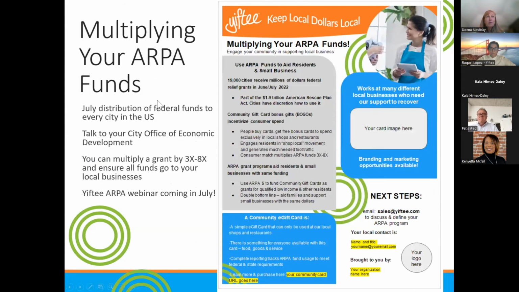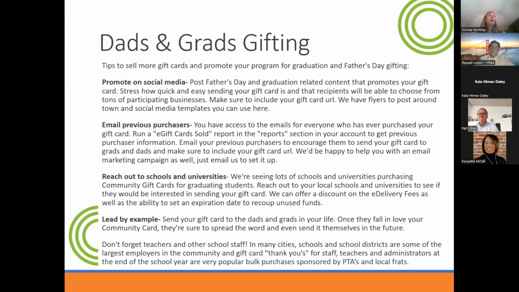You can email previous purchasers, but also Yiftee has started doing this for you. So in your gift sold report, you have all the names and email addresses of previous purchasers of your cards. So either if you have a system that you use, whether it's Constant Contact or MailChimp, you could send a message out to them. But also some of you may not have time for that. We're happy to do it for you. So just again, reach out to us and we will run that list and then send a message out to all the previous purchasers of your cards.